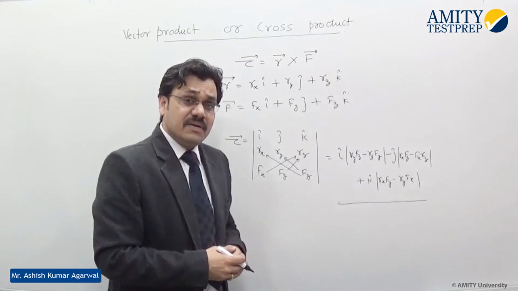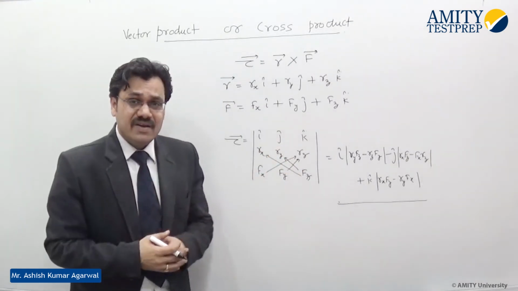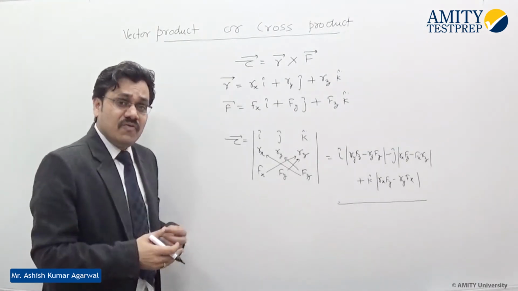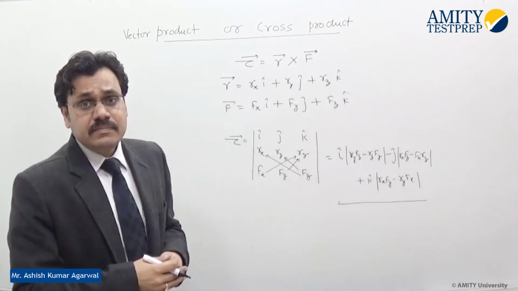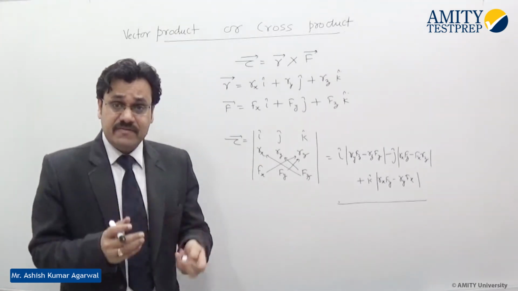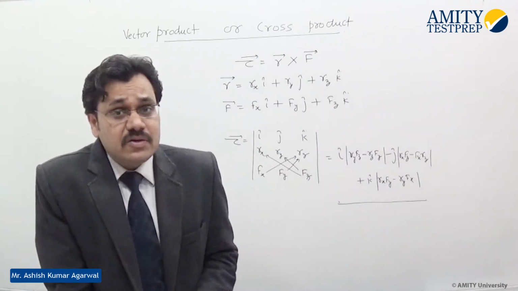I could take an example here, but you have to do it on your own: take numerical values in place of R and F, and find the values. Where is it used? As I have told you, in many formulas, like torque, which is found by R cross F.